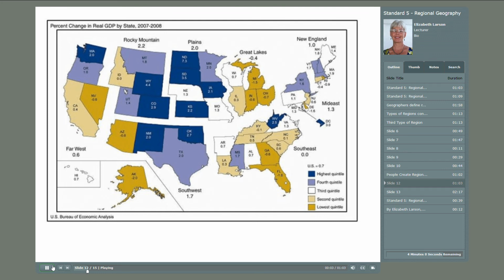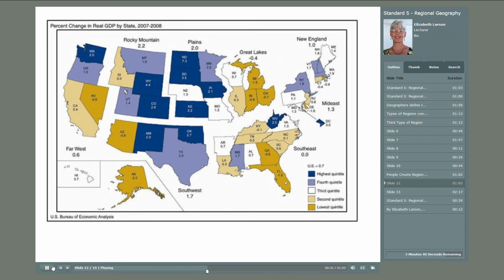The map on this slide shows the percent change in real gross domestic product by state 2007 to 2008. What we're looking at here is the United States, again broken into clusters: the Far West, the Rocky Mountains, the Plains states, the Southwest, the Great Lakes, the Southeast, and the Mideast and New England states. They're clustered for purposes of ease in managing the data.